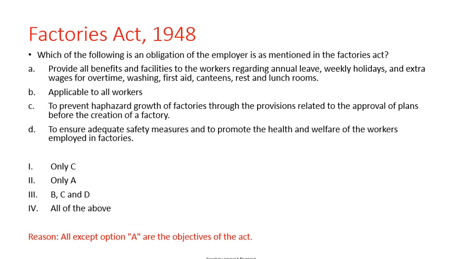Next question is, which of the following is an obligation of an employer mentioned in the Factories Act? Options are sentences. A: provide all benefits and facilities to the workers regarding annual leave, weekly holidays and extra wage for overtime, washing, first aid, canteen, rest and lunchrooms. B: applicable to all workers. C: to prevent hazardous growth of factories through provisions related to approval of plans before the creation of factories, to ensure adequate safety measures and to promote health and welfare of workers employed in factories. Options: only C, only A, B and C and D, all of the above. Correct answer is only A, for which I have given the reason.